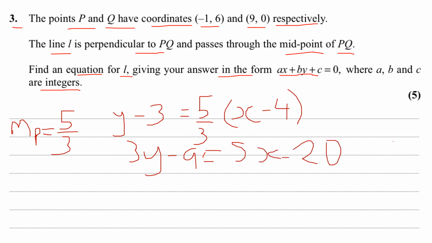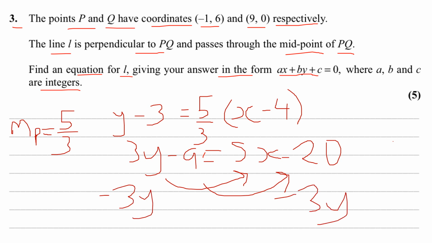Okay, bring everything together now. So subtract 3y on both sides and then add 9 to both sides to make the left hand side equal to 0. So what we're going to get is 0 is equal to 5x minus 3y minus 11. Minus 20 plus 9 goes to minus 11. So a equals 5, b is minus 3, and c is minus 11.